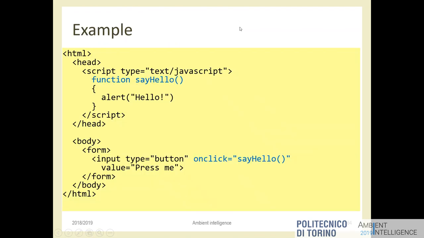And the easiest way to attach an event handler to a part of the web page is just with an HTML attribute. Any part of the page, onclick, onmouseover, onfocus, equal, calling a function in JavaScript. So an attribute whose value is a function call in JavaScript, and this function is defined in the script.